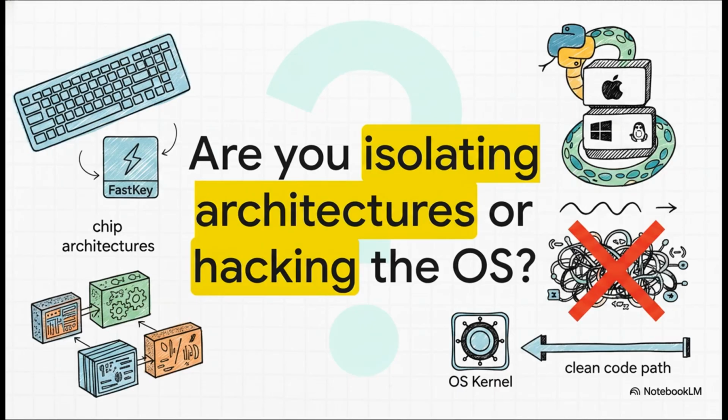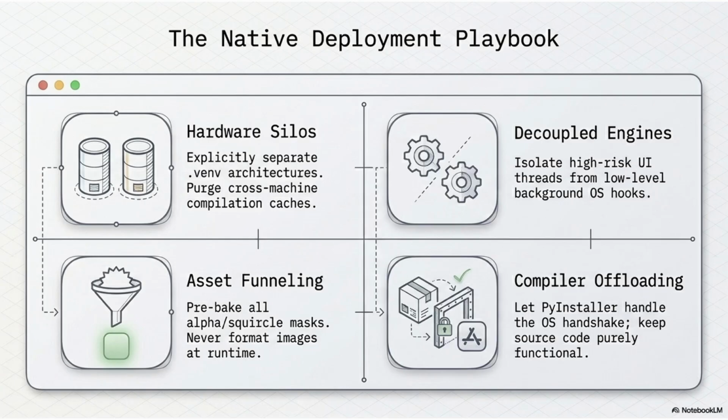So as we wrap up this explainer, I really want to leave you with this final thought. Whether you're looking to get your own keystrokes back with an awesome tool like FastKey, or you're building your very own cross-platform Python projects, remember the core lesson here. Are you properly isolating your chip architectures? Keep your code paths clean, keep your environments siloed by hardware, and whatever you do, please, never try to hack the OS from your raw source code.